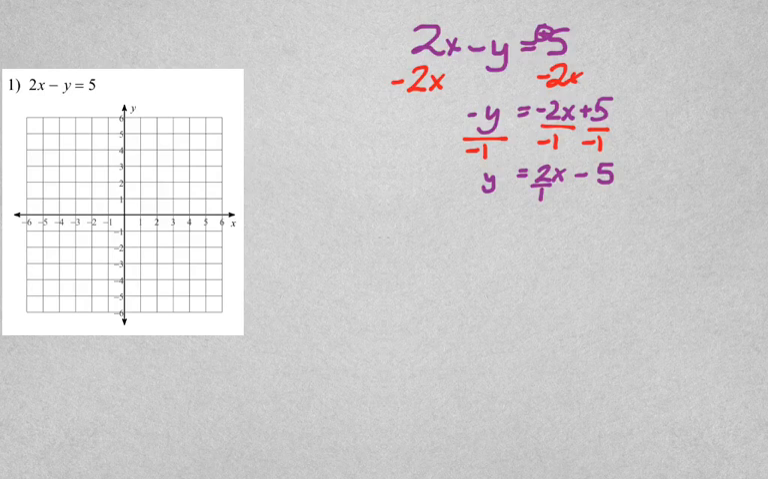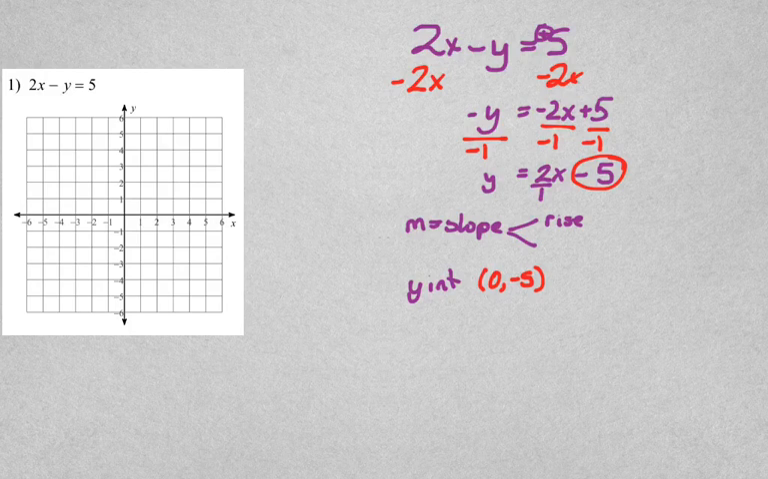And so out of these things, we're going to need to identify your slope and your y-intercept. Your y-intercept is the number at the very end with its sign. And that's going to be at 0, negative 5. It's always going to be on the y-axis because it's the y-intercept. The slope is going to be your rise or fall, depending on if it's positive or negative, over your run. In this case, my rise is 2 because it's positive, and I'm running 1.